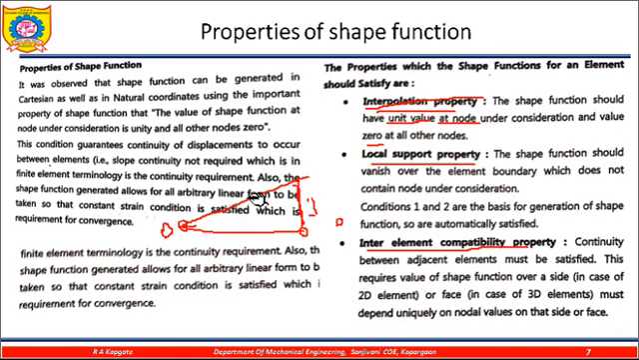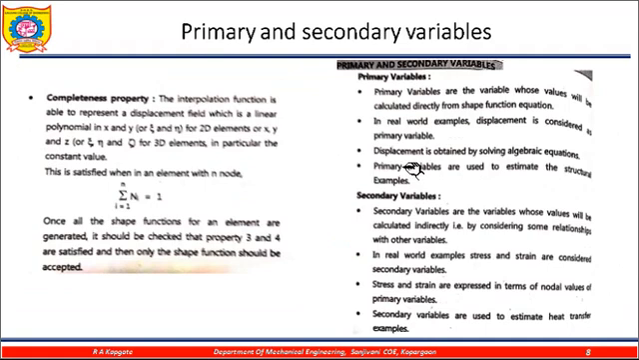If I am interested in finding the value here, then these two nodes must be connected to each other. If these two nodes are not connected, we cannot satisfy the shape function property. It means that this should be a continuous element. If it breaks here, then the shape function will begin from this side, so we cannot consider this as a node. So there is a need for continuity of an element, which is called the compatibility property of a shape function.